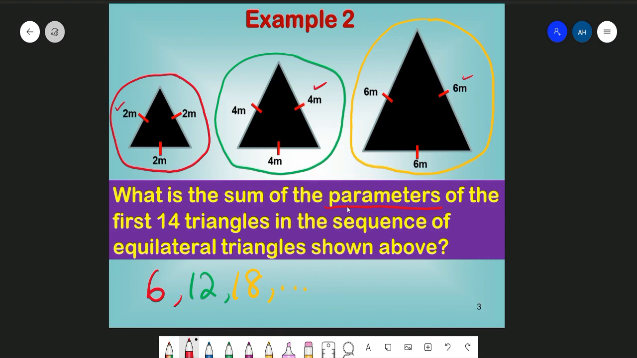Now if we look carefully at this sequence, we see that we have a common difference, that is, from 6 to 12, the difference is 6.